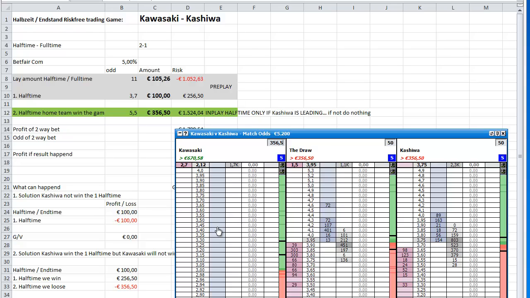So these two amounts are 356.50. If the odd at halftime after Kashiwa is leading the game is, let us say, 5.5, and you place 356.50 here, you can see that if Kawasaki is winning the game, we will win 1,524.04. This is our net profit after Betfair commission, and we have a risk of 356.50 if Kawasaki will not win the game.